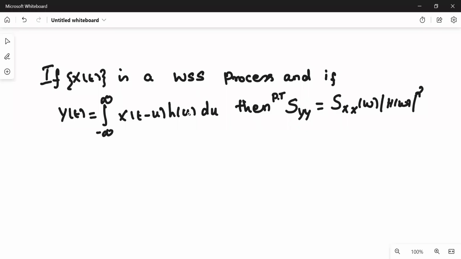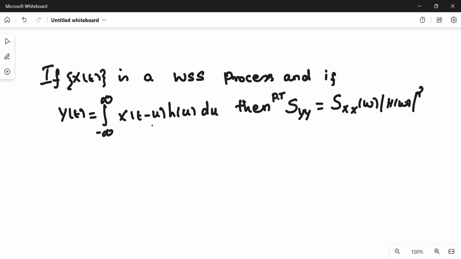Greetings. In this video, we are going to see an important problem in the linear system with random inputs. Actually, it's a property. It states: if x of t is a white stationary process and if y of t is equal to the integral from minus infinity to infinity of x of t minus u times h of u du, then prove that Syy of omega is equal to Sxx of omega times modulus h of omega the whole square.